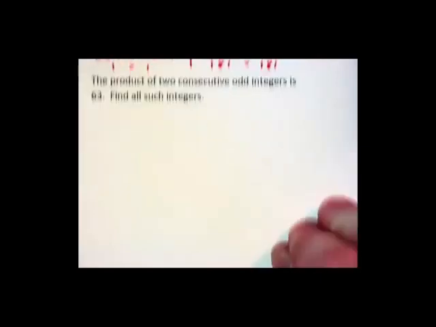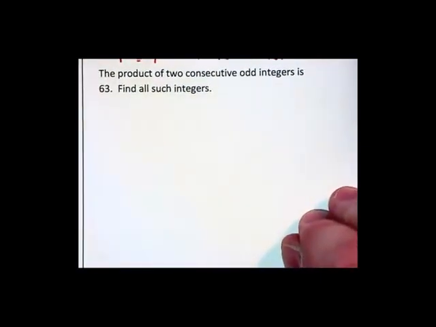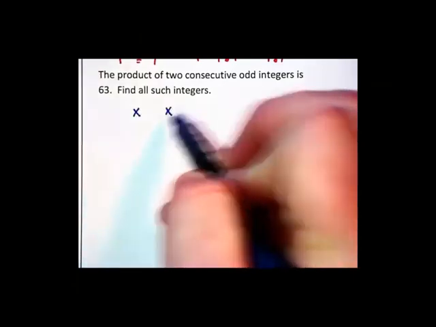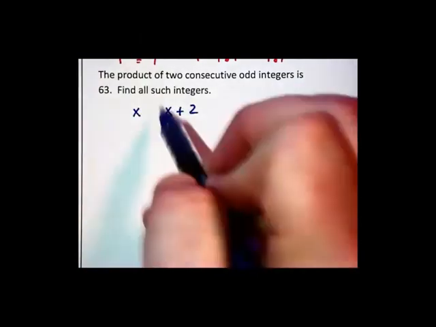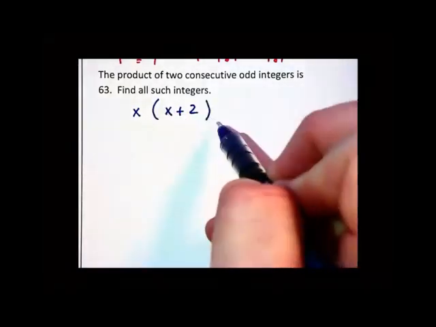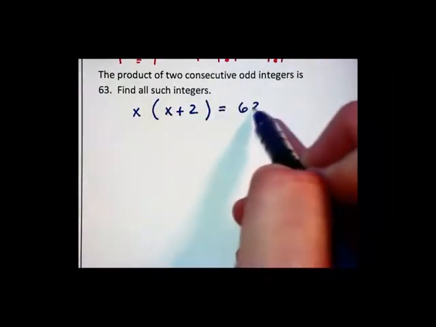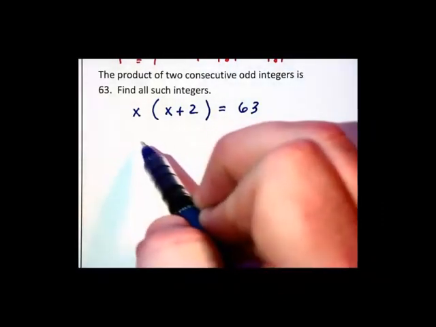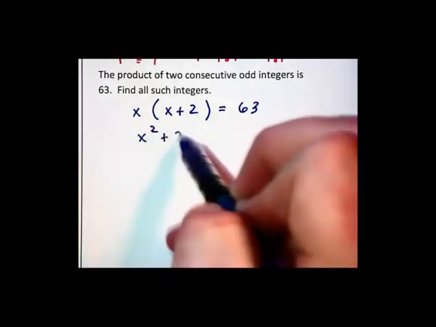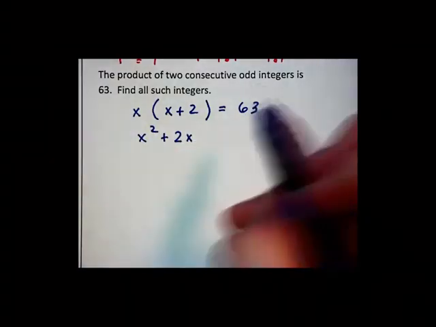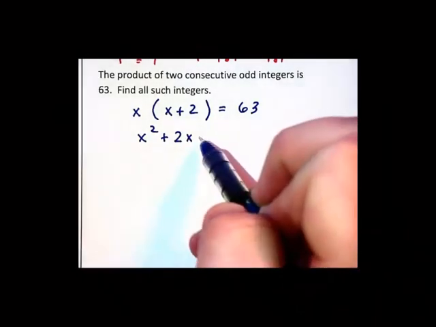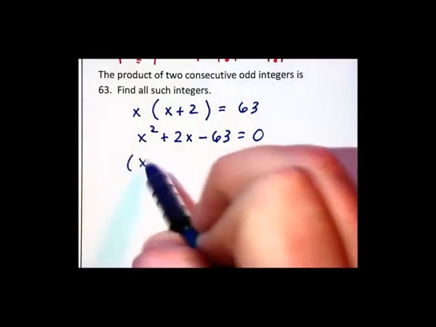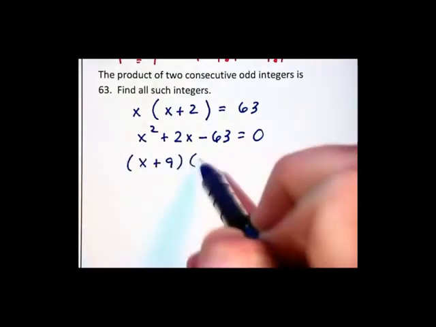Okay, here we go. The product of two consecutive odd integers. Consecutive odd integers can be represented by x and x plus 2. Product means we're going to multiply them. Is 63. This is much nicer than the last problem. Distributing on the left, we get x squared plus 2x. This is quadratic, so we're going to have to set it equal to 0, so I'm going to subtract 63 from each side. This will now be factorable into x plus 9 times x minus 7.